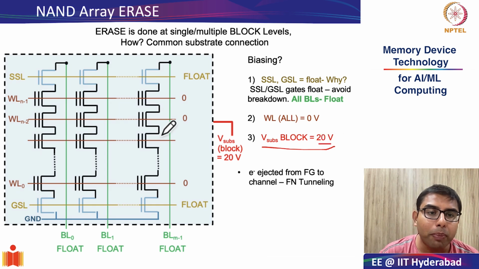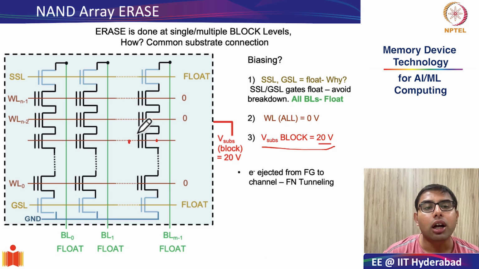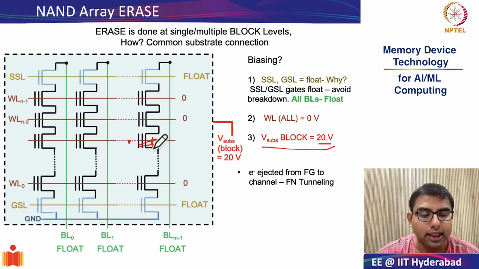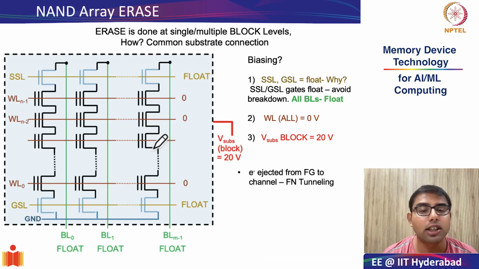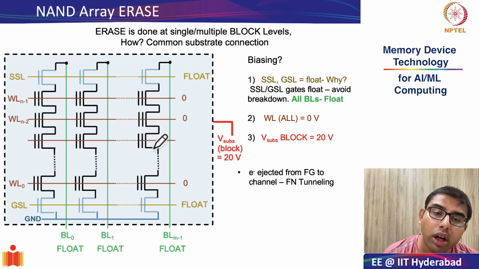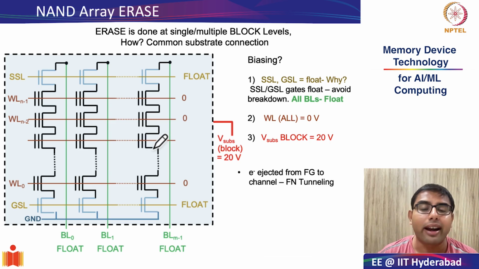And when you assert plus 20 volts at the substrate and 0 volts at the control gate, all the electrons which were present at the floating gate are flushed out into the channel region. Okay, and the charge transport mechanism, as we saw in the previous slide, of this ejection from the floating gate to the channel is Fowler-Nordheim tunneling, the tunneling through the rectangular barrier.